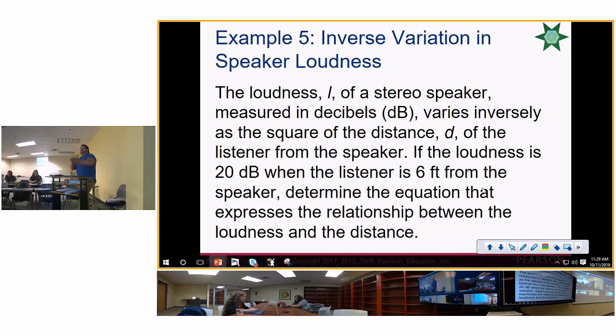All right, write this one down. Now you don't have to write this down word for word, but: the loudness, L, of a stereo speaker, measured in decibels, varies inversely. There's that square again. So we're going to do some highlighting.